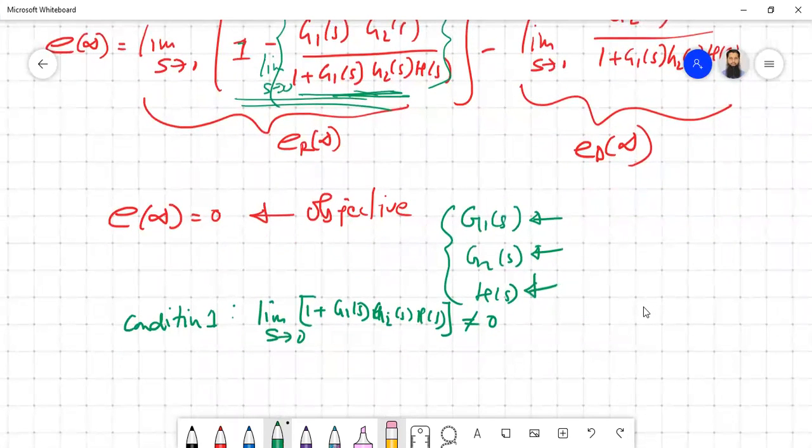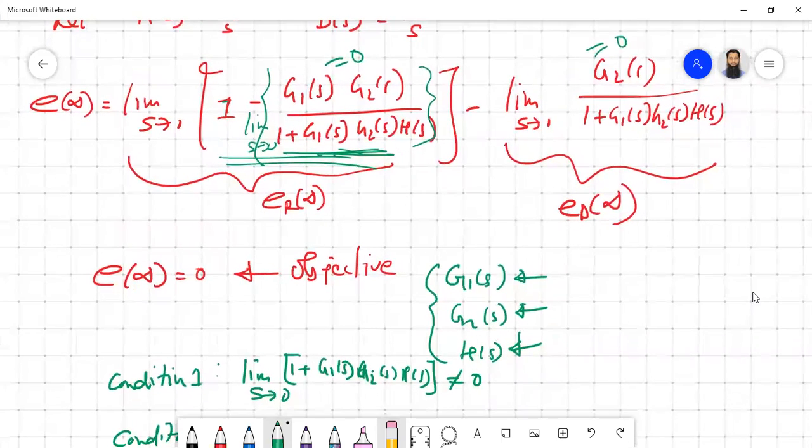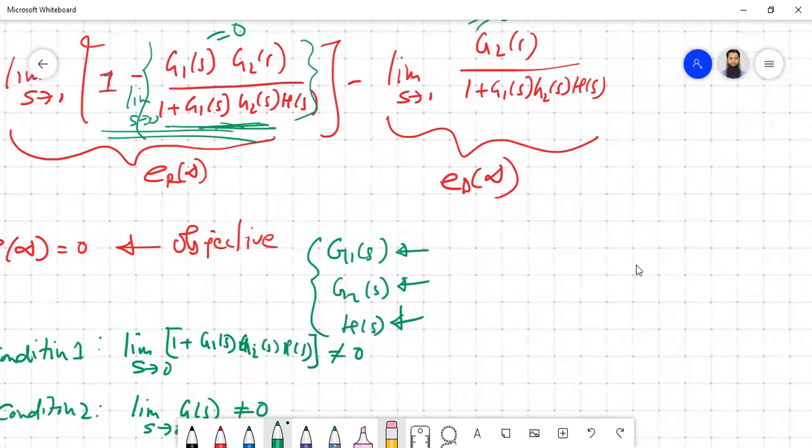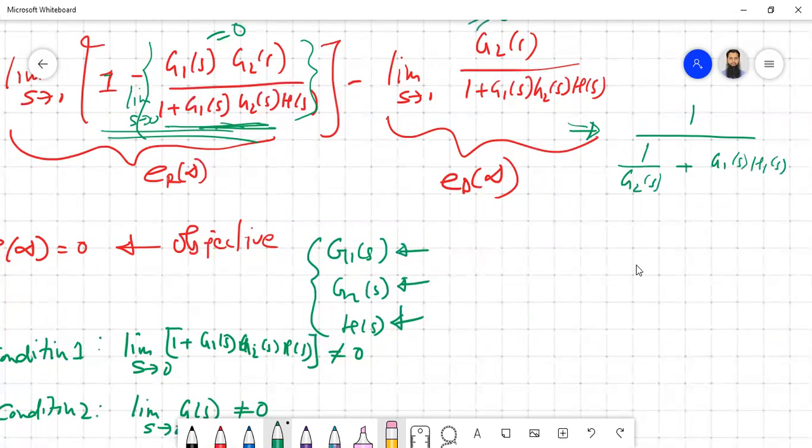So what is the next condition? Condition two is that the limit as s tends to zero of G2(s) cannot be zero either. Why can this limit not be zero? To simplify, we can divide both the numerator and the denominator by G2(s). What we get is 1 over (1 + G2(s) + G1(s)H(s)).